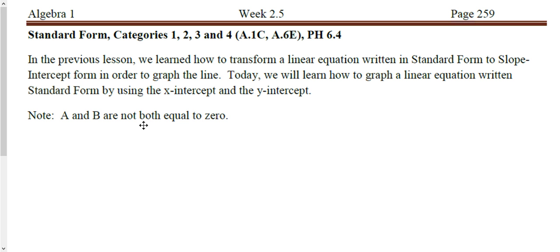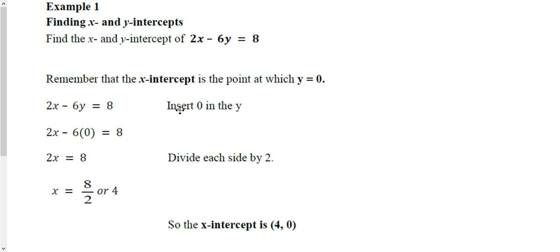Note A and B not both equal to 0. Remember, our standard form was ax plus by equals c. Let's take a look at our first example. Example 1, finding x and y-intercepts. Find the x and y-intercepts of the equation 2x minus 6y equals 8. Again, that's in standard form.